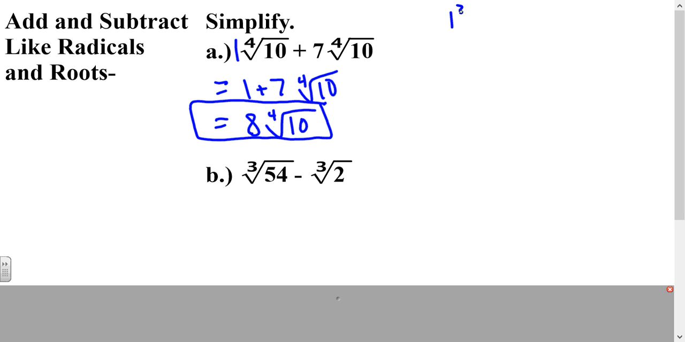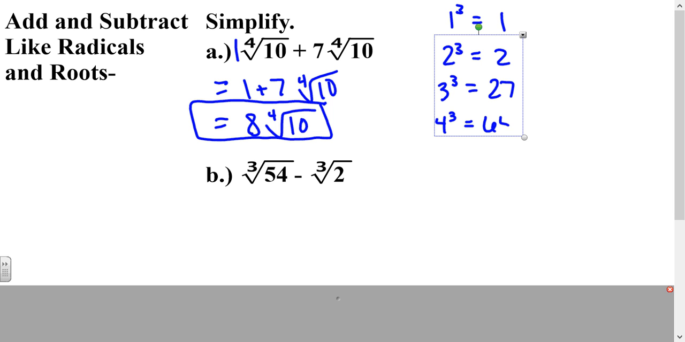So 1 to the third power is 1. 2 to the third power is 2. 3 to the third power is 27. 4 to the third power is 64. Now I'm going to stop there because we have 54, so I know it has to be less than 54. I need to decide if there is a number on my list that divides into 54 evenly. So I always know I can use 1, but it has to be a number other than 1.